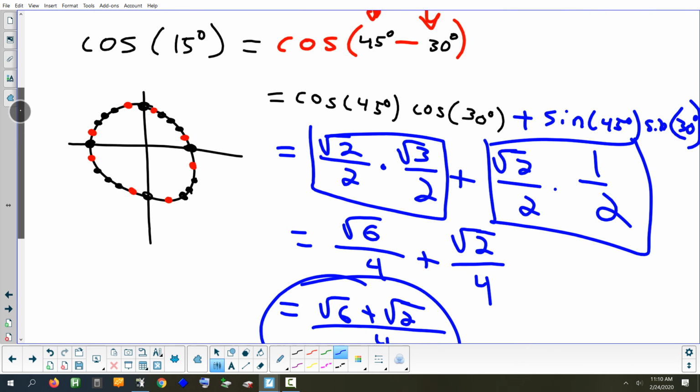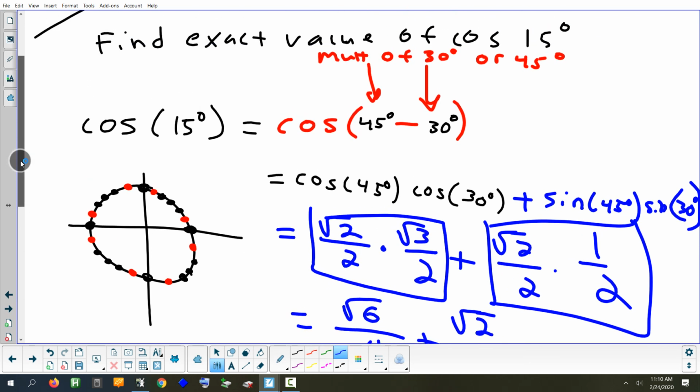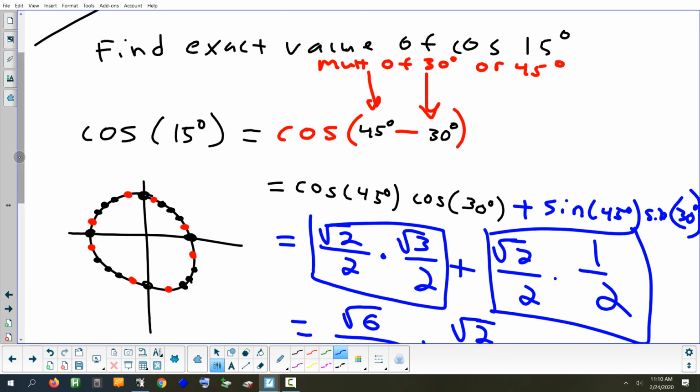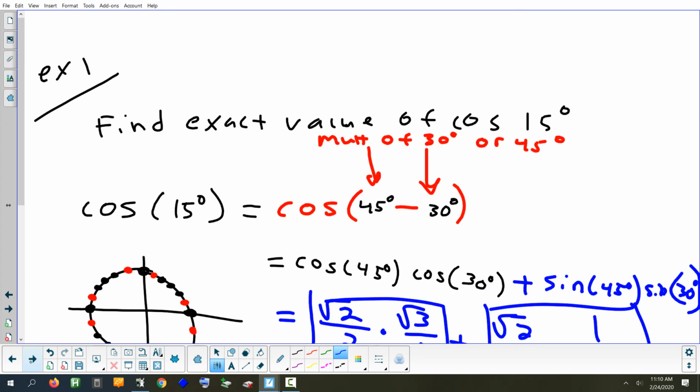Okay? So the key, again, is to split that number up so that it's two numbers. Each number has to be a multiple of 30 or 45. Any questions on that one? And once you learn the cosine sum formula, it gives you more options, because then there might be more than one way to do the same thing. If I give you a number that's a multiple of 15, some of you might think about how to do it as a difference, and some of you might say, oh, I figured out two numbers that you can add to do it. So once you know it, you have more than one way to do the same thing.